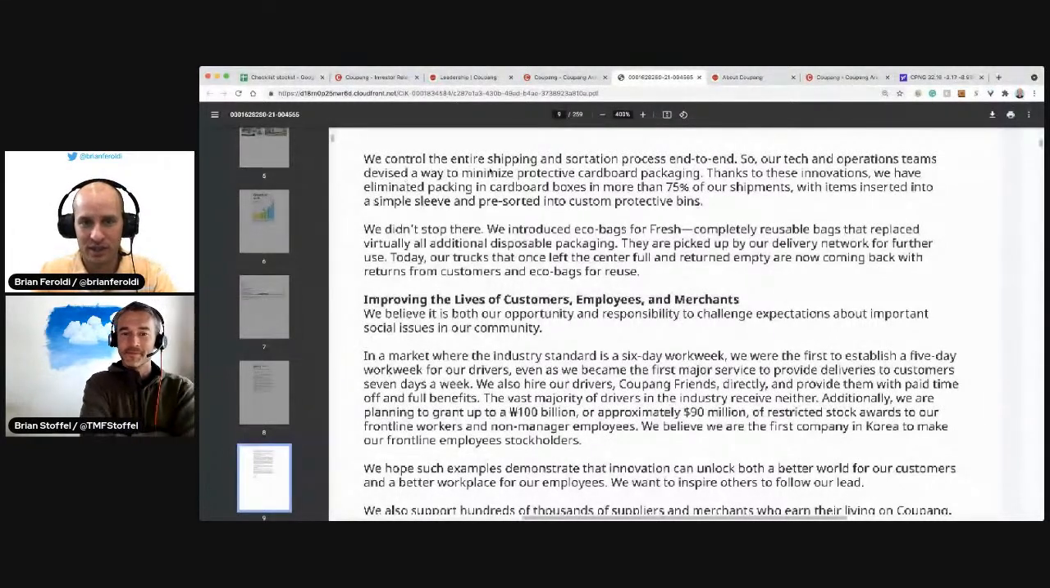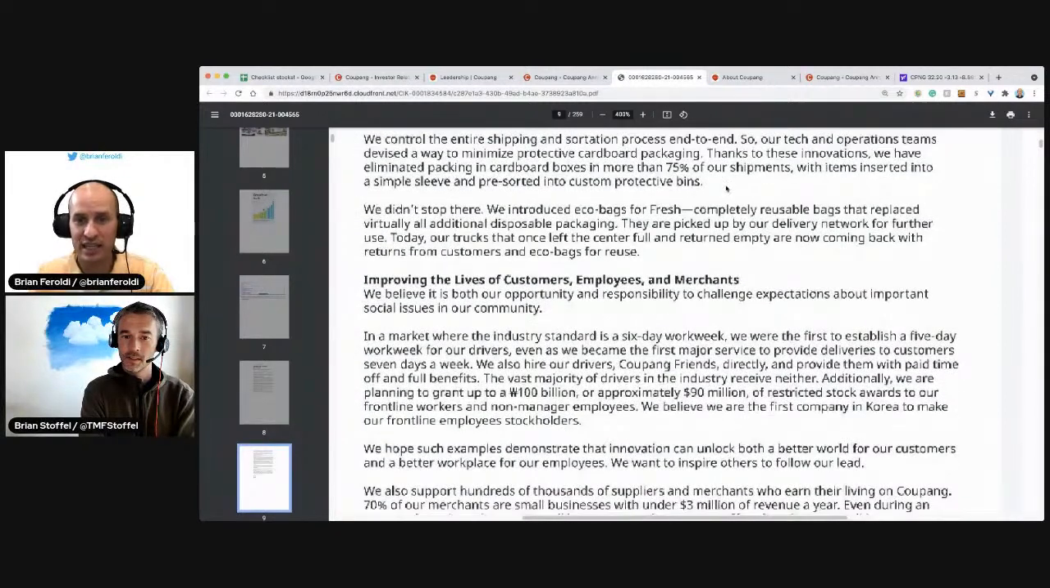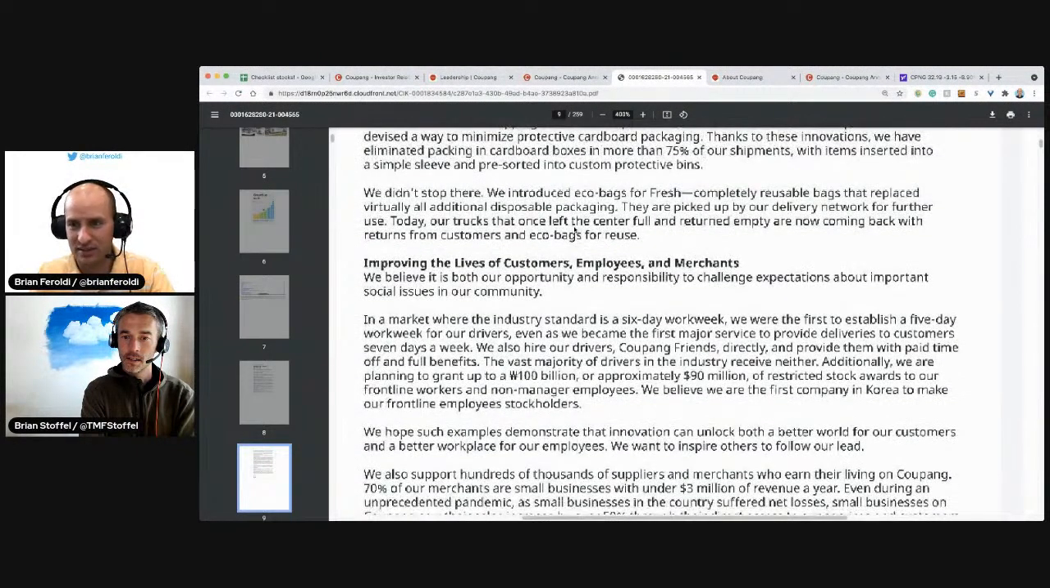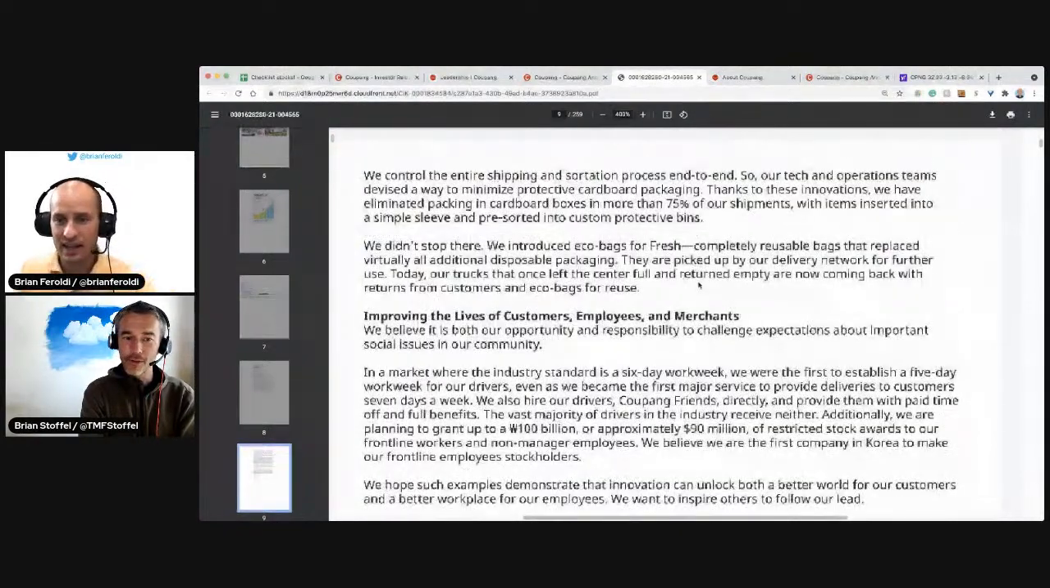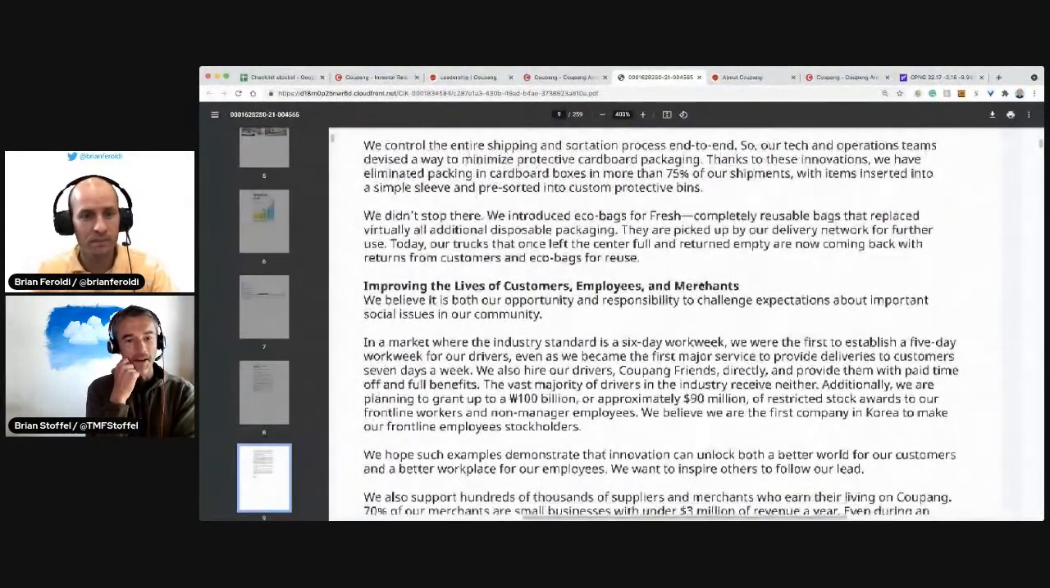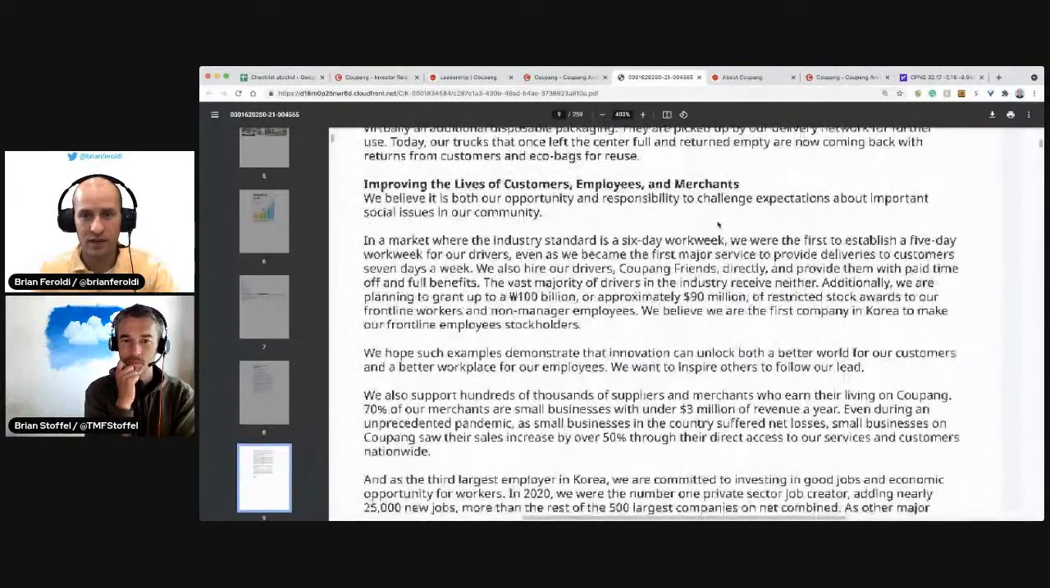We control the entire shipping experience and sortable process end-to-end. Our tech and operations team devised a way to minimize protective cardboard packaging. Wow. We have eliminated packaging and cardboard boxes in more than 75% of our shipments. Okay, we didn't stop there. We introduced Eco Bags for Fresh, completely reusable bags that replace virtually all additional disposable packaging. They're picked up by the delivery network? I guess so.